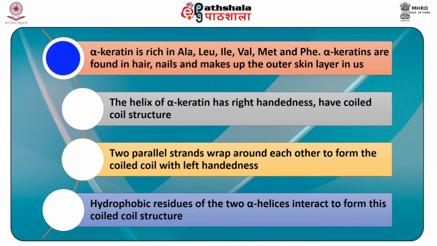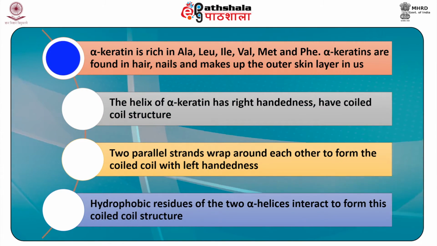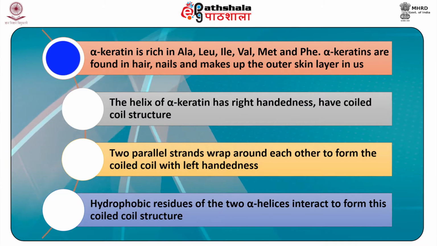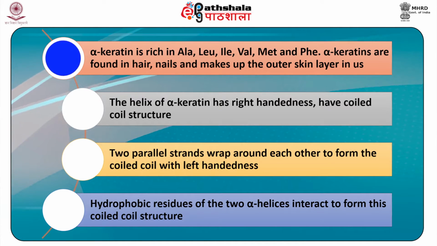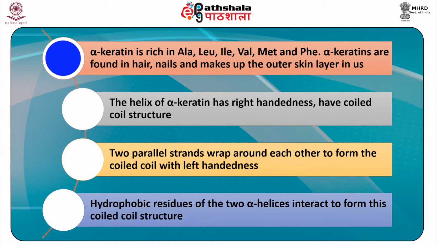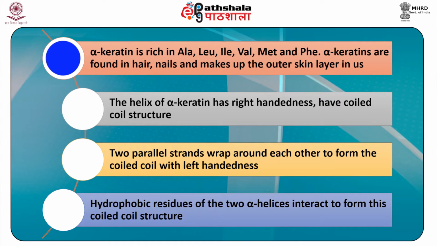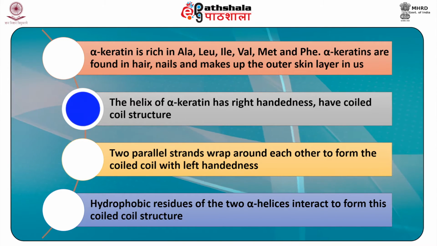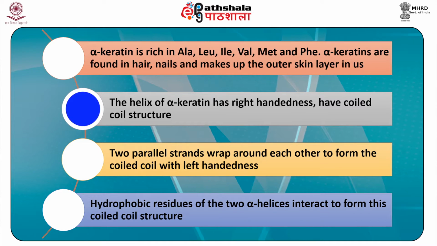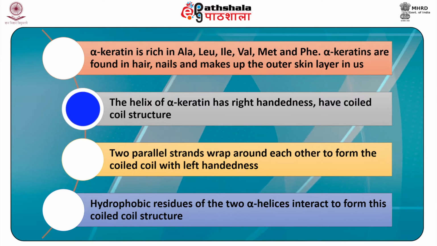For example, alpha keratin is rich in alanine, leucine, isoleucine, valine, methionine and phenylalanine. Now this alpha keratin is found in hair, nails and makes up basically the outer skin layer in us. The helix of this particular alpha keratin has right-handedness, with a coil structure.